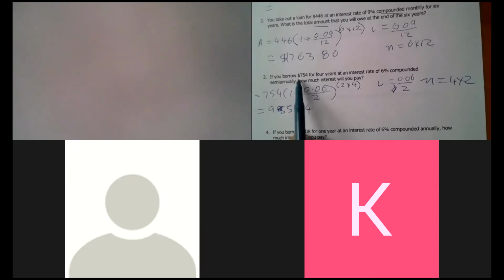I put in $754 and I got out 955.14. So the rest that was extra must be interest, right? So how do I get the interest? Do you subtract 754 from the amount you just made? There you go. So 955.14 minus the 754. Whatever that number is, our answer.